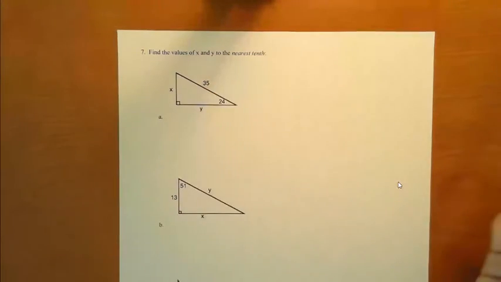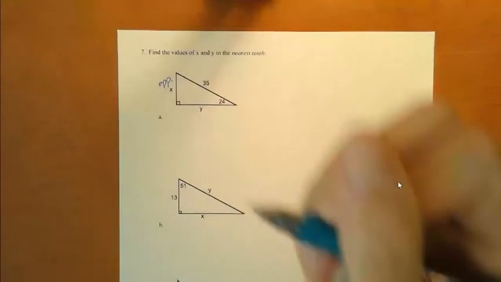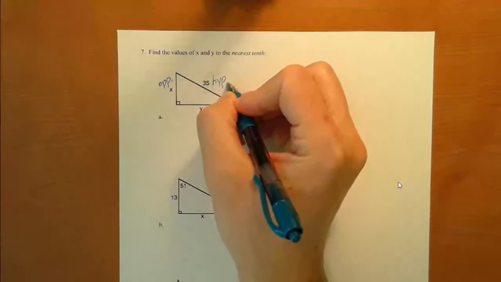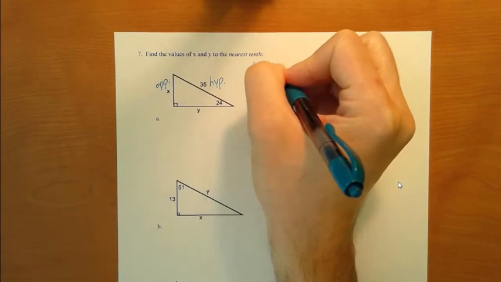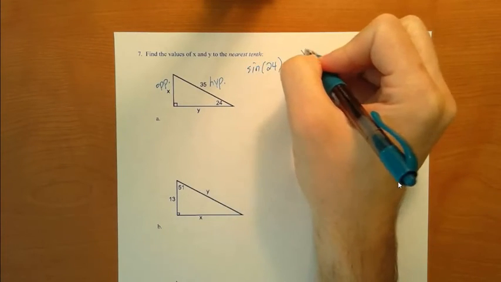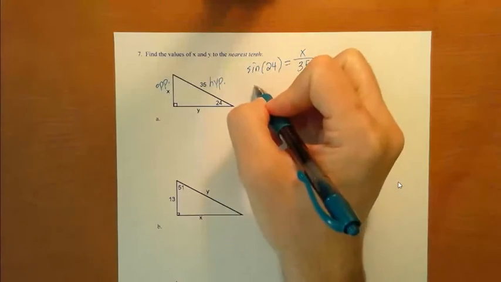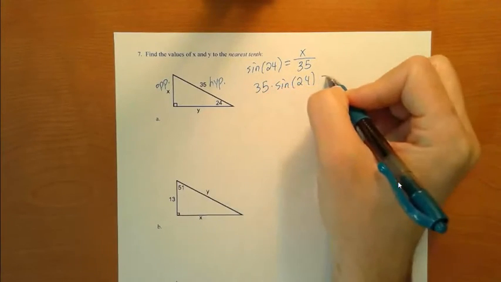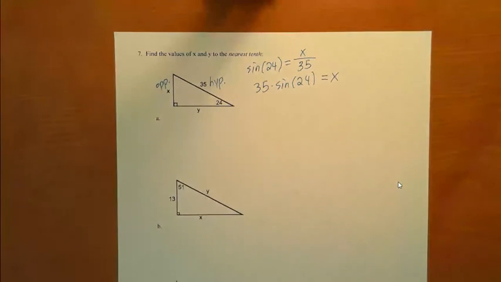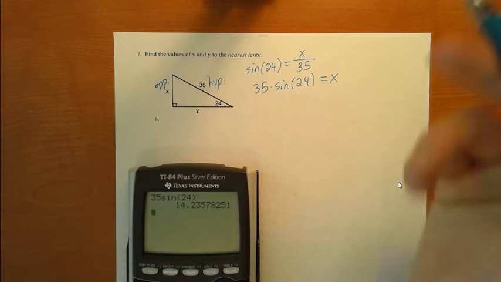So now I have a 24-degree angle. And so the first thing I could think about would be, well, x is the opposite side, and 35 is the hypotenuse. So I could do sine as my first part. Sine of 24 is going to be equal to x over 35. And then multiply by 35 on both sides, giving me 35 sine of 24 is equal to x. And then I would put that into my calculator to find my x value. 35 sine of 24 degrees is 14.2.